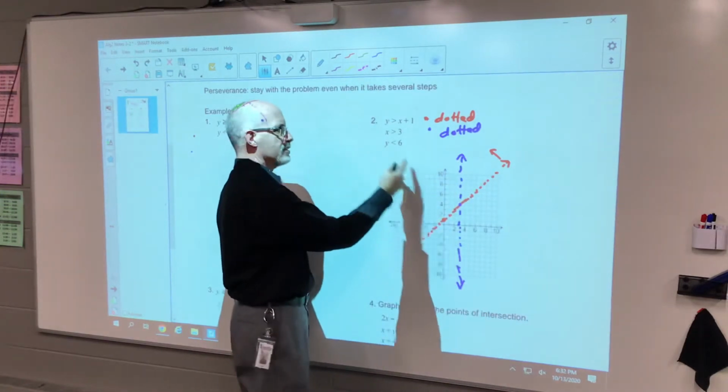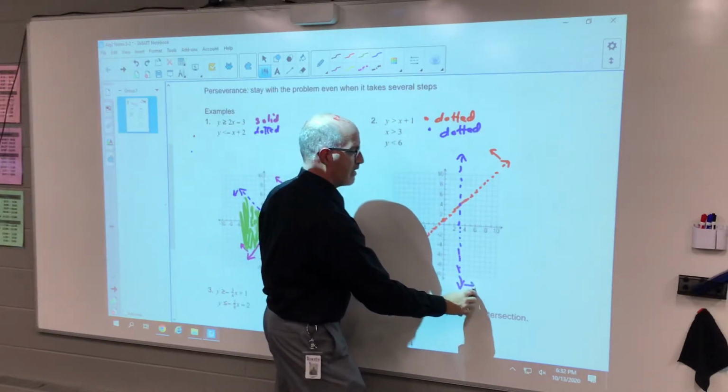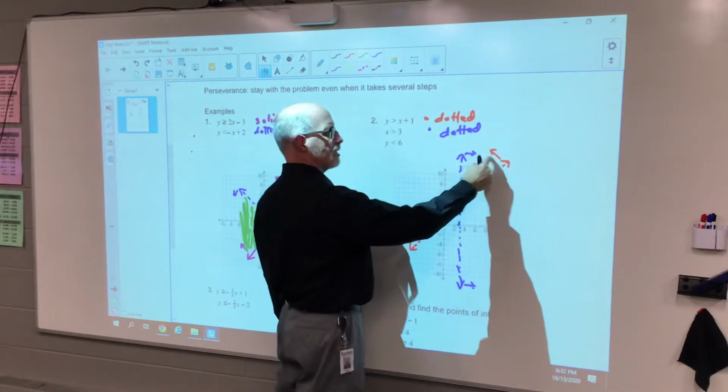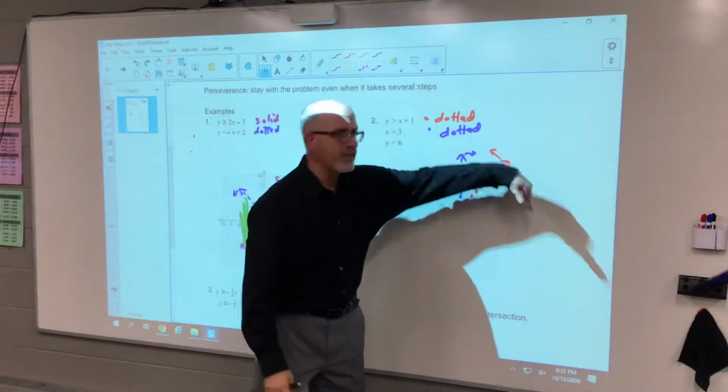Okay, and if you put in 0 for x, is 0 greater than 3? The answer is no. So I'm going to shade on this side of this one. So far I've got this region right in here because that's above this one and above that one.